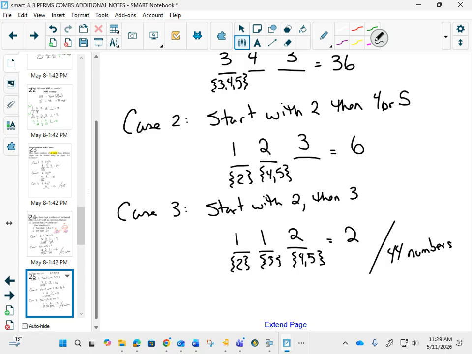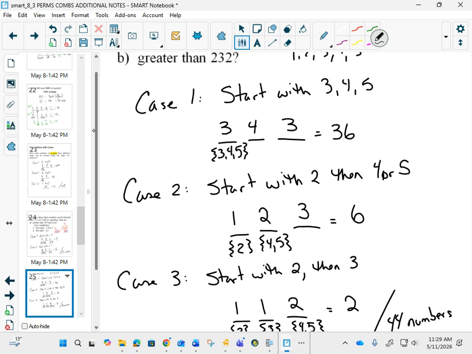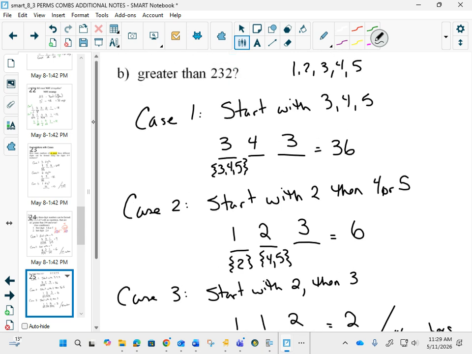So you'll see some of these on your take-home quiz. I always put one on your test as well. When you're asked to say how many numbers are greater than something, I always start off with what would guarantee that it's greater. If you started with a 3, 4, or 5, you're in the 300s, 400s, 500s, you're going to be guaranteed bigger. That's case 1.